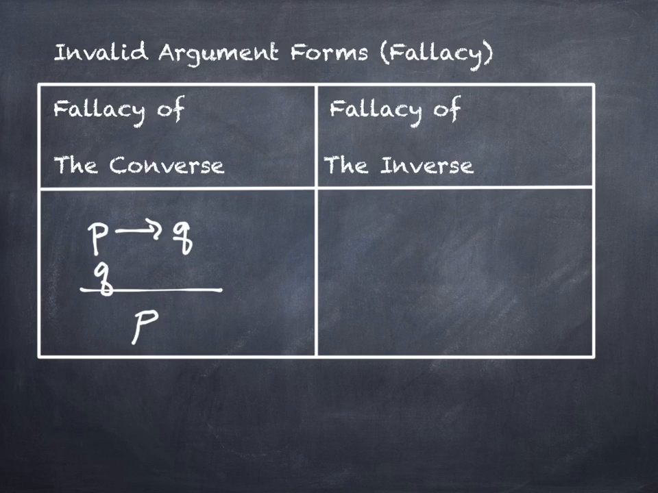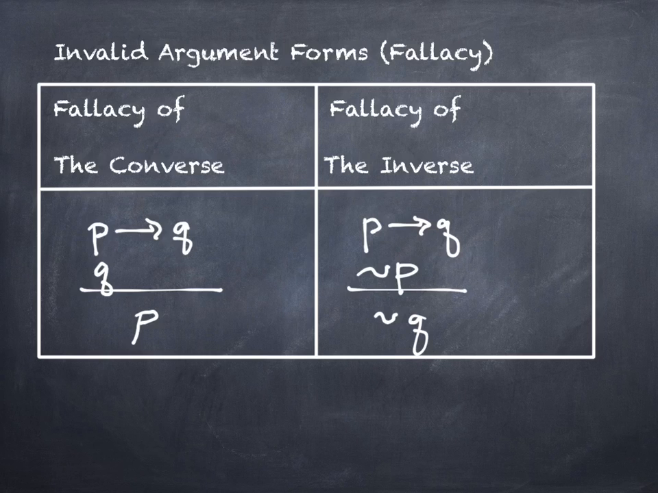So again, let's use my mom example. If I'm a mom, then I'm a woman, and I tell you the person out in the hall is a woman, do you know for sure they're a mom? No, you don't. And that's a fallacy if you were to say that that were true. Fallacy of the inverse says P arrow Q, tilde P, therefore tilde Q.